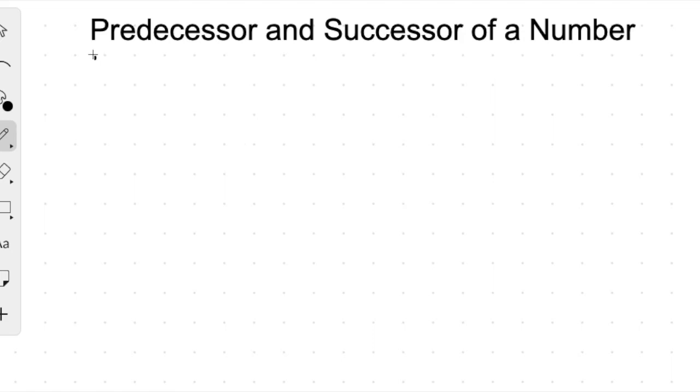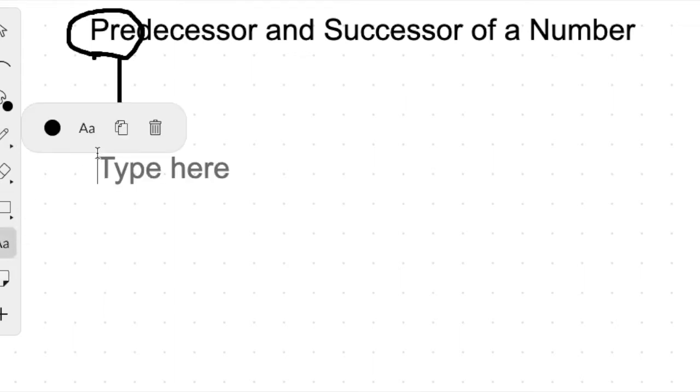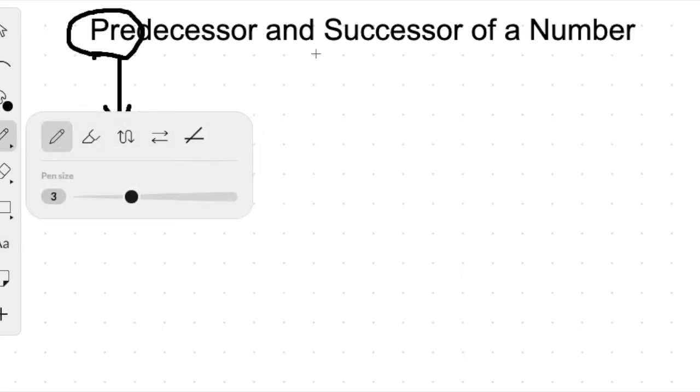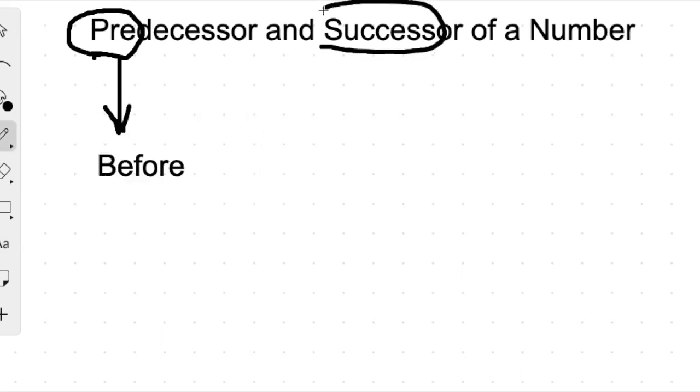Predecessor, as the word suggests, pre, is a number which comes before a number. So, I'll just write here, before. And successor, as the word suggests, success. You know that when we have success, we move forward, that is, we move ahead. So I can write down for successor, it is after a number. So predecessor is before a number and successor is after the number.